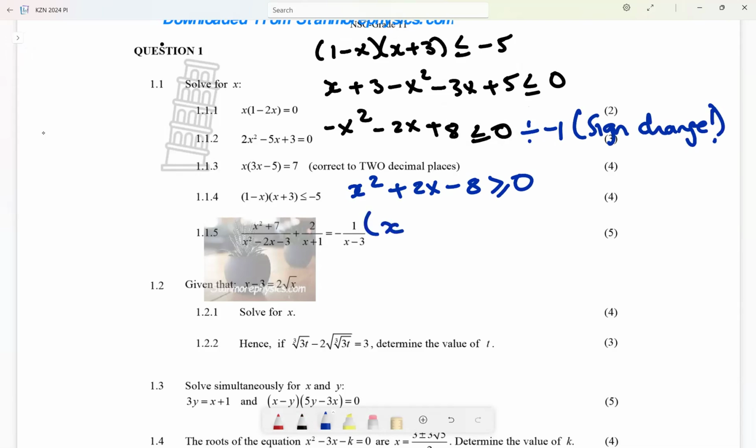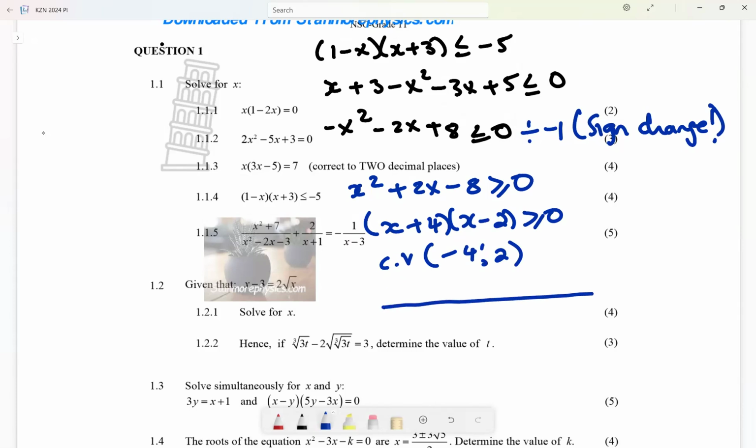Then now let's simplify this. It will become x plus 4, x minus 2, greater or equal to 0. Now, do not say x is greater or equal to 4 or negative 4. No. Here you want your critical values. Your critical values will be what? You equate this to 0, it will be negative 4. You equate this to 0, it will be 2.